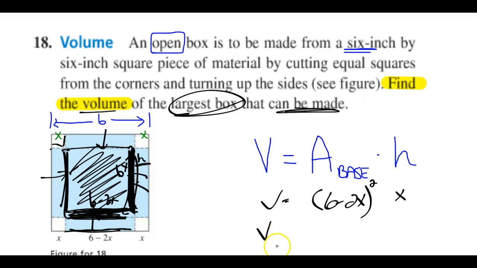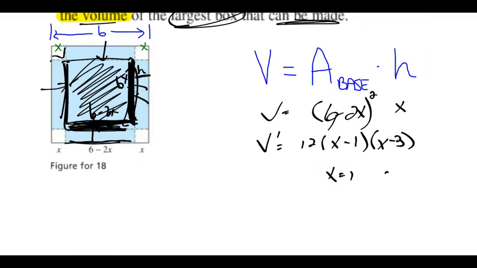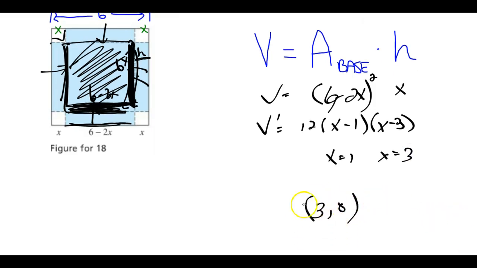the derivative of this thing. The derivative of this will turn out to be 12 times x minus 1 times x minus 3. The critical values here, of course, are going to be x equals 1 and x equals 3. And I'll find out that 3, 0 and 1, 16 are possibilities, and I'm going to say, well, the max is at 1, so I'm going to choose that the volume is really 16.